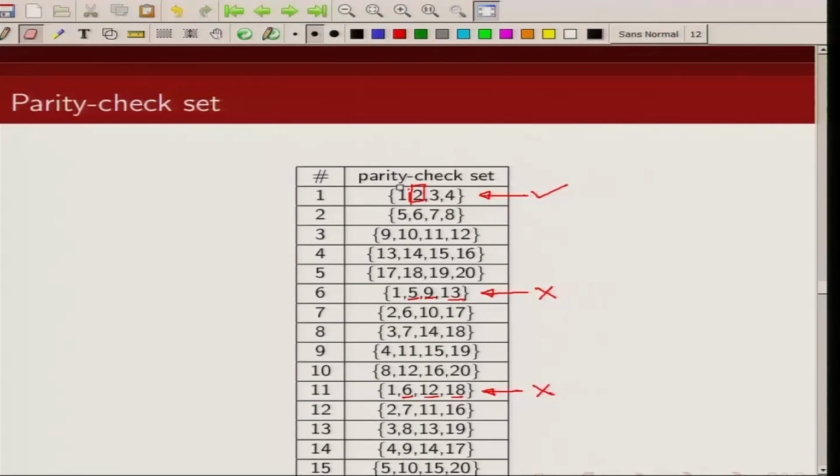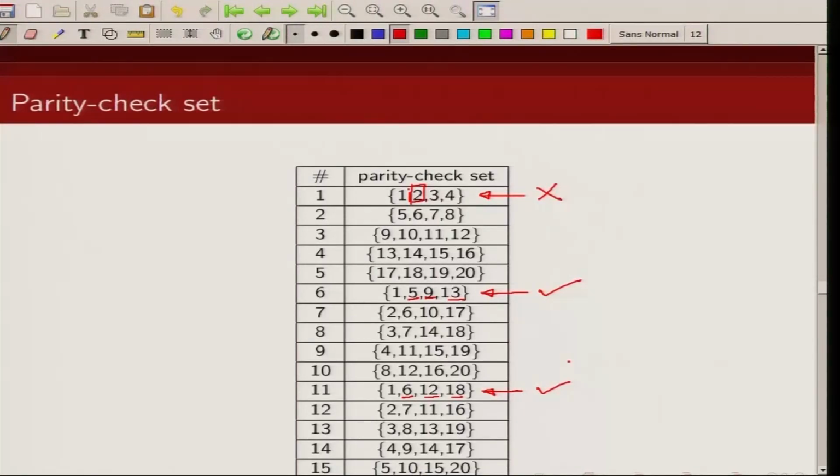Now, if this bit has been flipped, what's going to happen? This bit has been corrected, but bit 2 was in error. So this parity check set, which was earlier getting satisfied, is now not getting satisfied. What about this? It is getting satisfied. What about this? It is getting satisfied. So 2 of them are getting satisfied, while 1 of them is not.